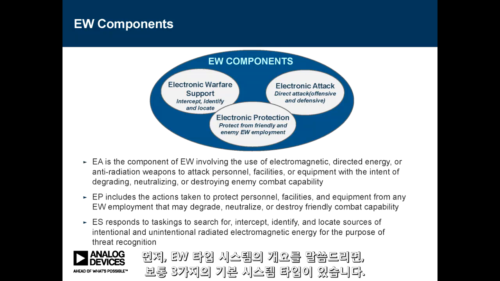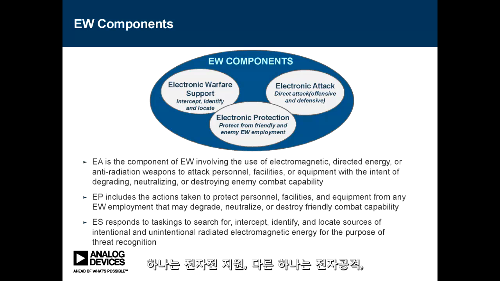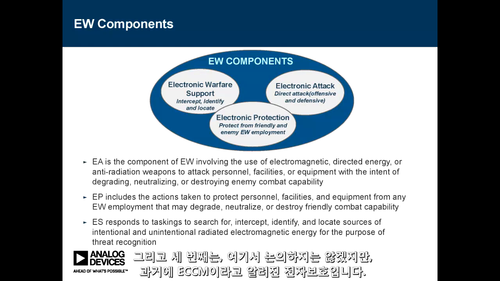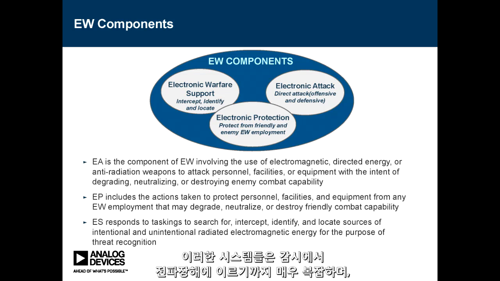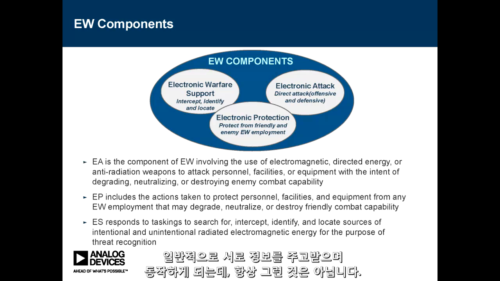So as an overview of EW-type systems, there are three basic system types. One is electronic warfare support, another is electronic attack, and the third, which we're not really going to cover, is electronic protection, normally ECCM. That's what it's known for in the past. So these systems can get very complex. They range from surveillance through jamming. These systems normally will work together, passing information back and forth, but that's not always the case.